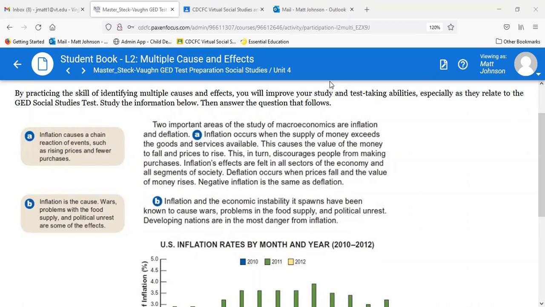So the text here, text box A says inflation causes a chain reaction of events such as rising prices and fewer purchases. And then secondly, inflation is the cause of wars, problems with food supply, political unrest, right? I mean, when people can't buy things, when people don't have access to goods, you have that political unrest. You have people that get frustrated. Bad economic times will lead to war. It was a big part of how Hitler came to power.